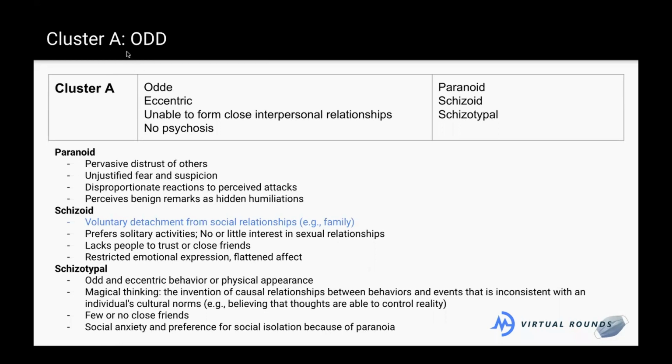So let's talk about cluster A in a little more detail. So these patients are odd, just as a rule. They're going to be a little strange. And so first of all, we have paranoid people. So they're going to have pervasive distrust of others. Very suspicious, kind of always feeling like they're being attacked by people. And they might feel like everyone's talking about them. So these are people who are overly paranoid.